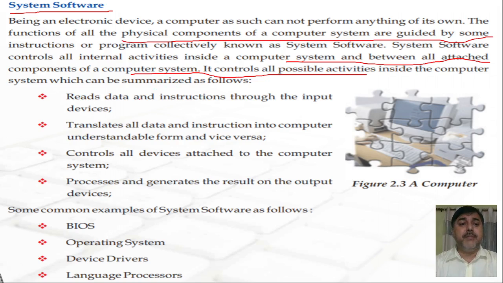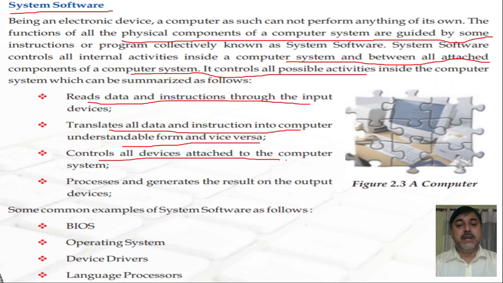Now how can we summarize it? We can summarize that it reads the data instructions through the input device, translates the data instructions into a computer-understandable form and vice versa, controls all the devices attached to the computer system, and processes to generate an output device. So here we find some of the common system software: BIOS, basic input output system, operating system (OS), device driver, okay, and the language processor.